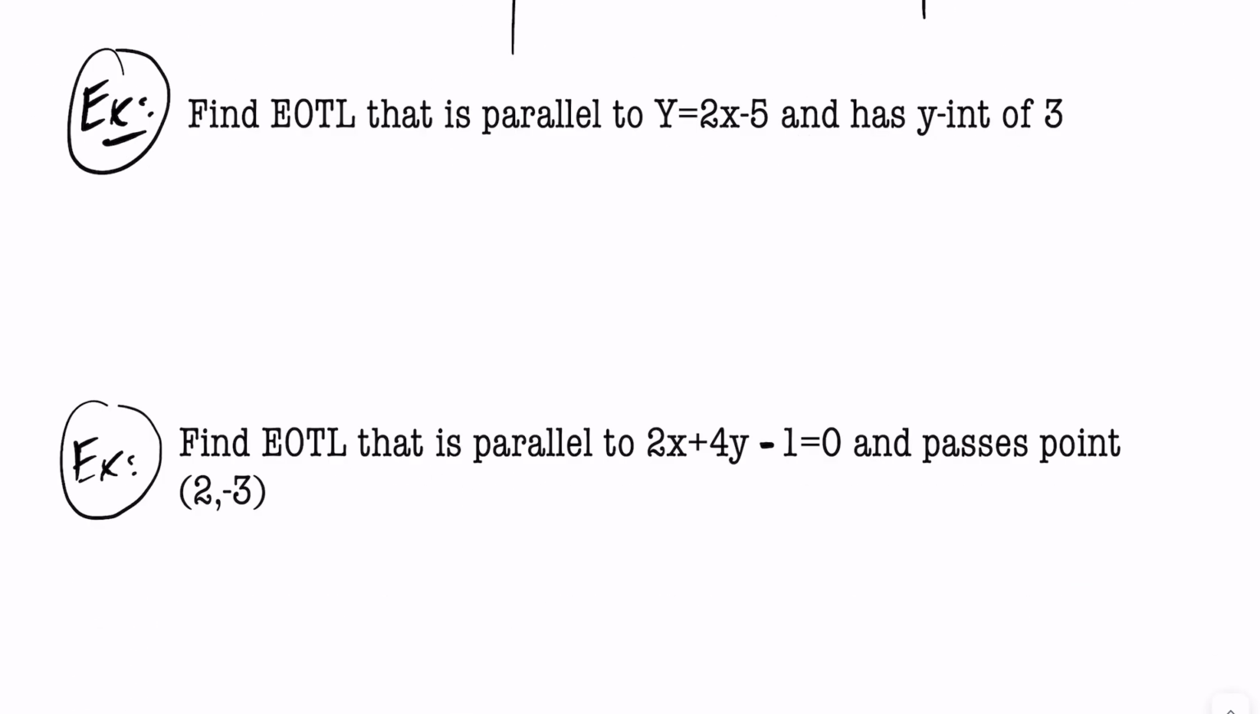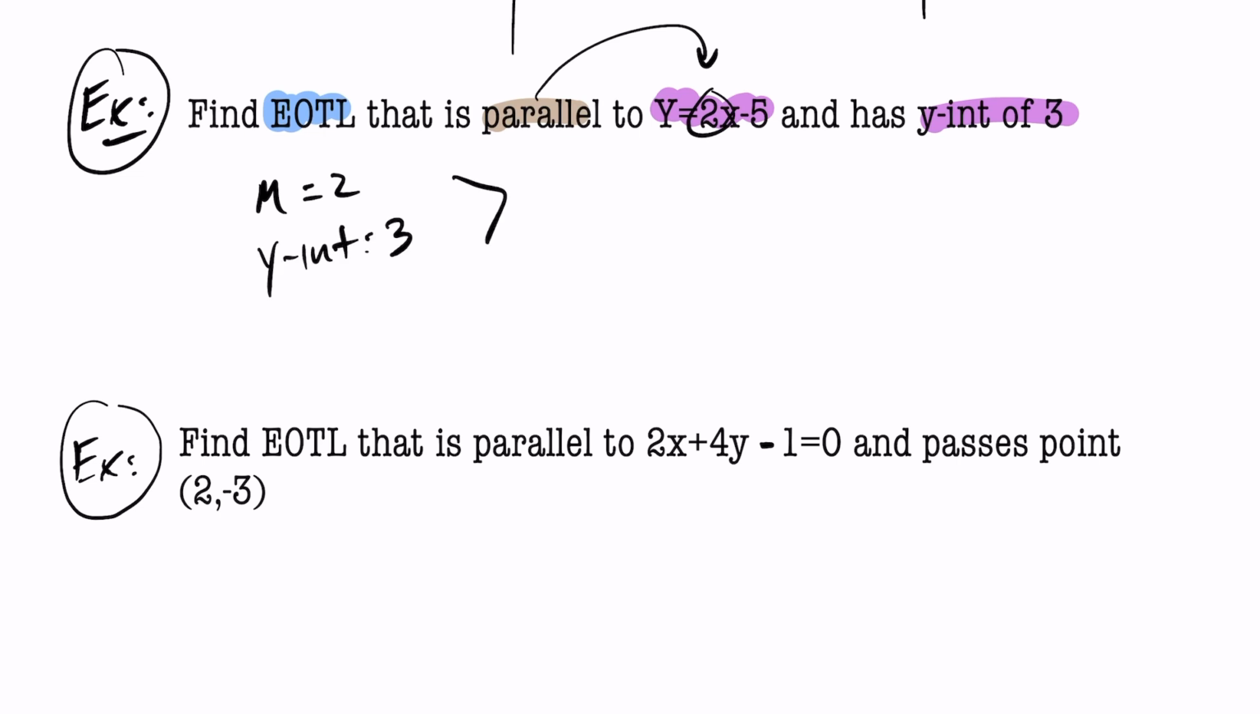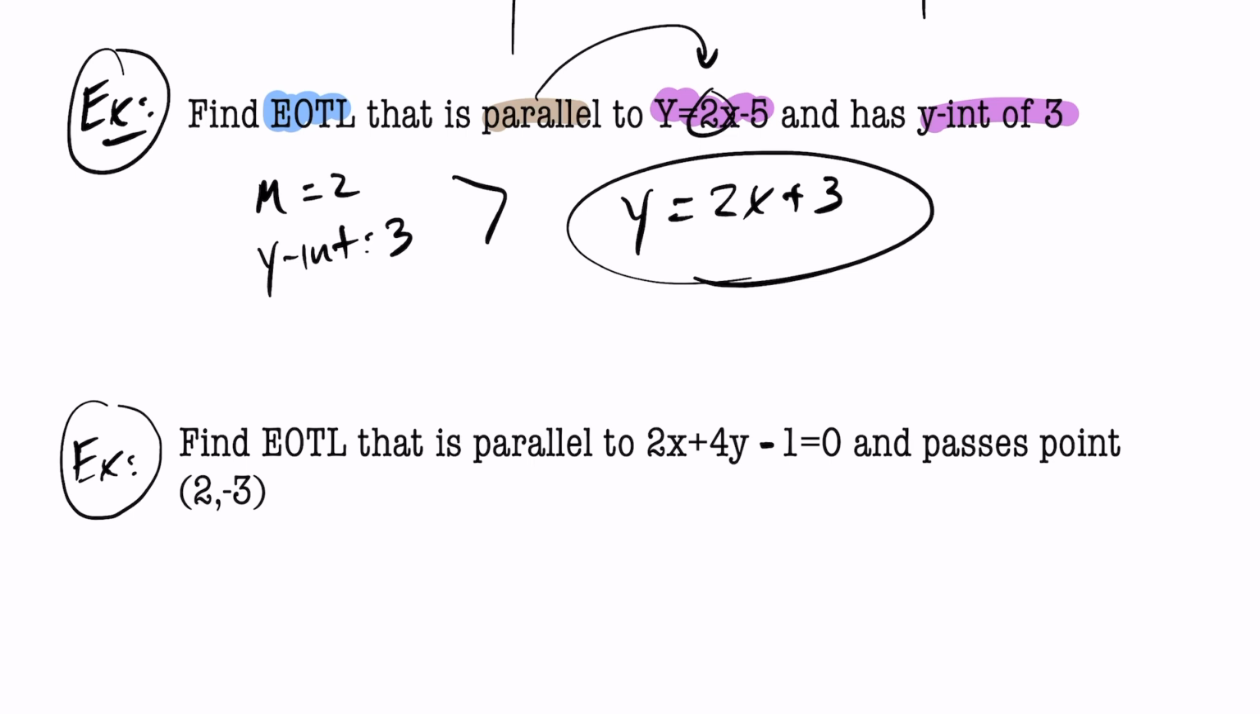So for our first example here, they want us to find the equation of a line that is parallel to this line and has a y-intercept of 3. Well, if the line that I want to create is parallel to this line, therefore their slopes must be the same. So the slope of the line that I want must also be 2, as this one is 2. And then the y-intercept of my new line, they're telling me is 3, but that's also my b value. So the equation of this line is simply y equals 2x plus 3. Let's take a look at another.